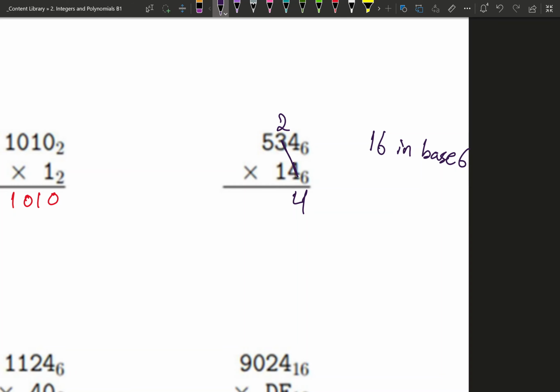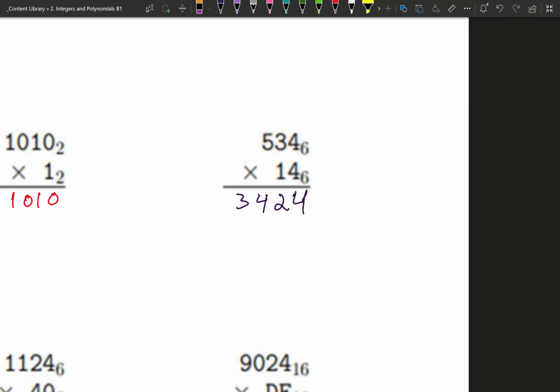Then we do 4 times 3 is 12, plus 2, just like when we're multiplying in decimal. So 12 plus 2 is 14. So how do we write 14 in base 6? That's going to be 2 6s and 2 1s, because 2 times 6 is 12, plus 2 is 14. 4 times 5 is 20, plus 2 is 22. But 22 in base 6 is 3 6s, gets us to 18, and then 4 1s.